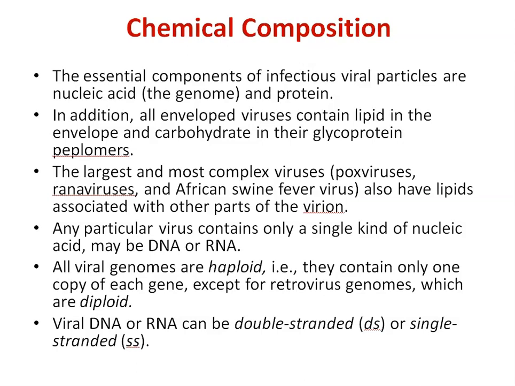other parts of the virion. Now we know that a virus contains only one type of nucleic acid, either DNA or RNA, but never both. We have already discussed this in the structure of viruses. All viral genomes are haploid, means they contain only one copy of each gene, except retrovirus, where genome is diploid. Viral DNA or RNA can be double-stranded or single-stranded. So first we will discuss DNA.